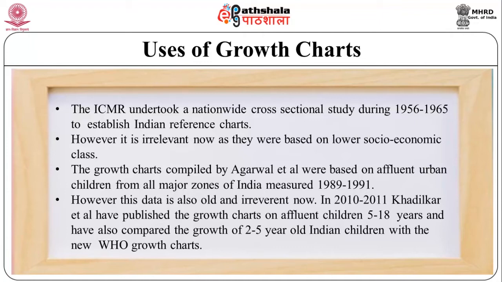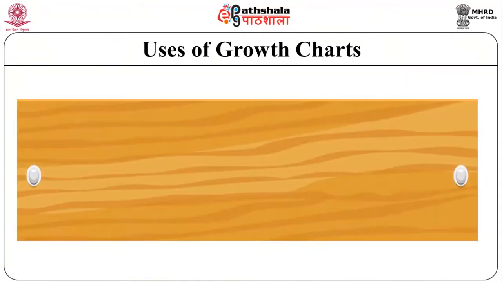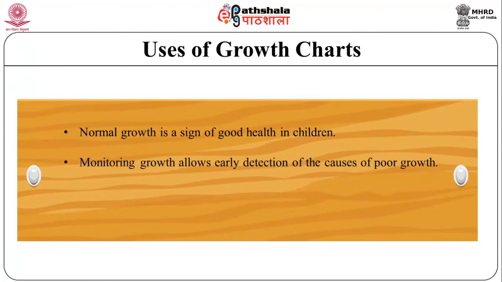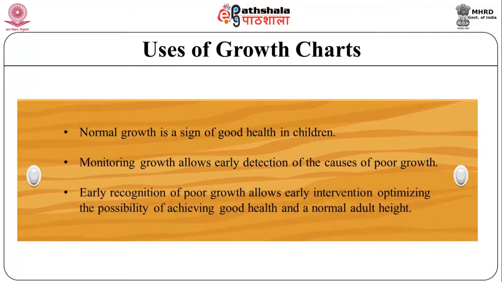In 2010 to 2011, Khalidkar et al. have published the growth charts on affluent children 5 to 18 years of age and have also compared the growth of 2 to 5-year-old Indian children with the new WHO growth charts. Normal growth is a sign of good health in children. Monitoring growth allows early detection of causes of poor growth. Early recognition of poor growth allows early intervention optimizing the possibility of achieving good health and a normal adult height.